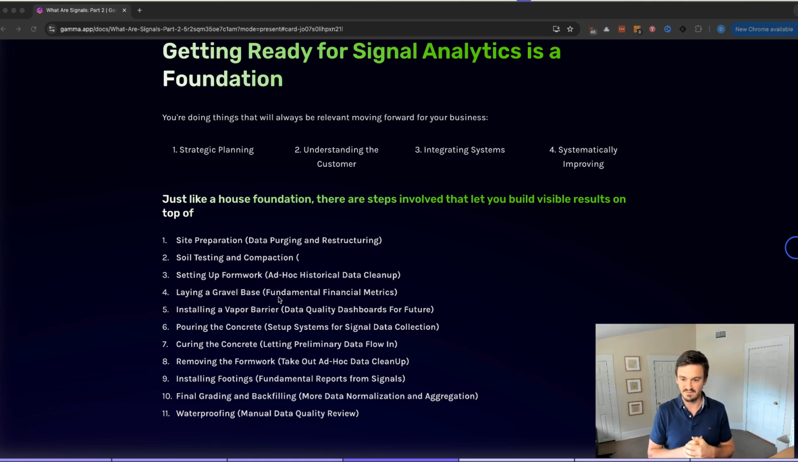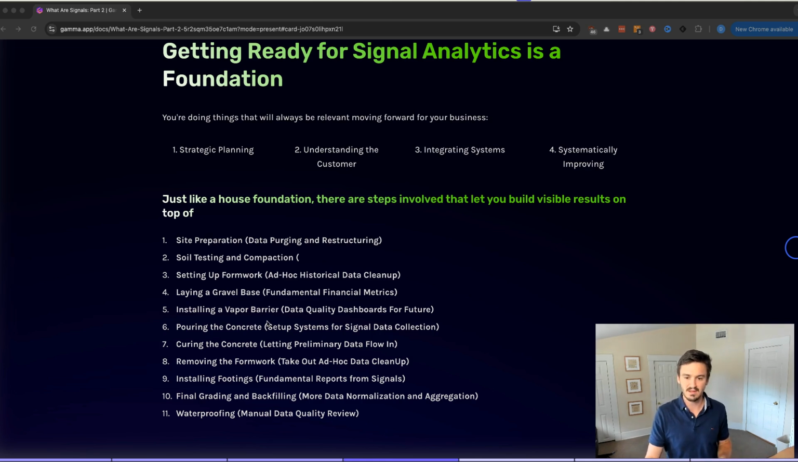5, installing a vapor barrier, data quality dashboards for the future. So this is basically just a protection mechanism. As you start building things in your systems, you want a data quality dashboard that you go to so that, okay, something went wrong with how we're setting stuff up, or it's not as expected. Let's revisit this. And so we're setting that up at this vapor barrier stage so that we can look back at a later point and have some type of insurance before things get too bad.